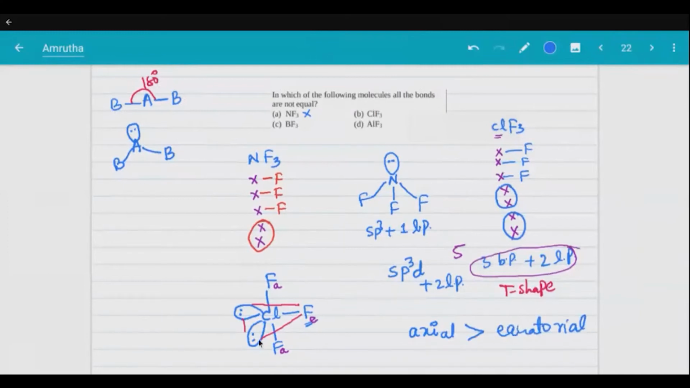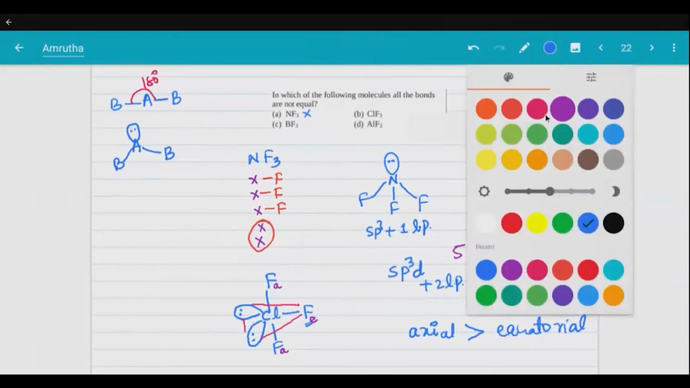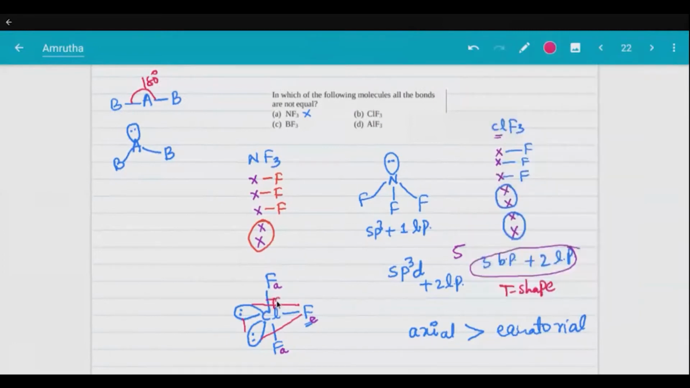Because if you see axial, what is the bond angle? It is just 90 degree. But equatorial, it is 120 degree, sorry. Equatorial, it's a triangle. So axial bond lengths are always more than equatorial because their bond angles are different. Repulsions are different. If they're 90 degree, that means repulsions are more. Atoms are very far.